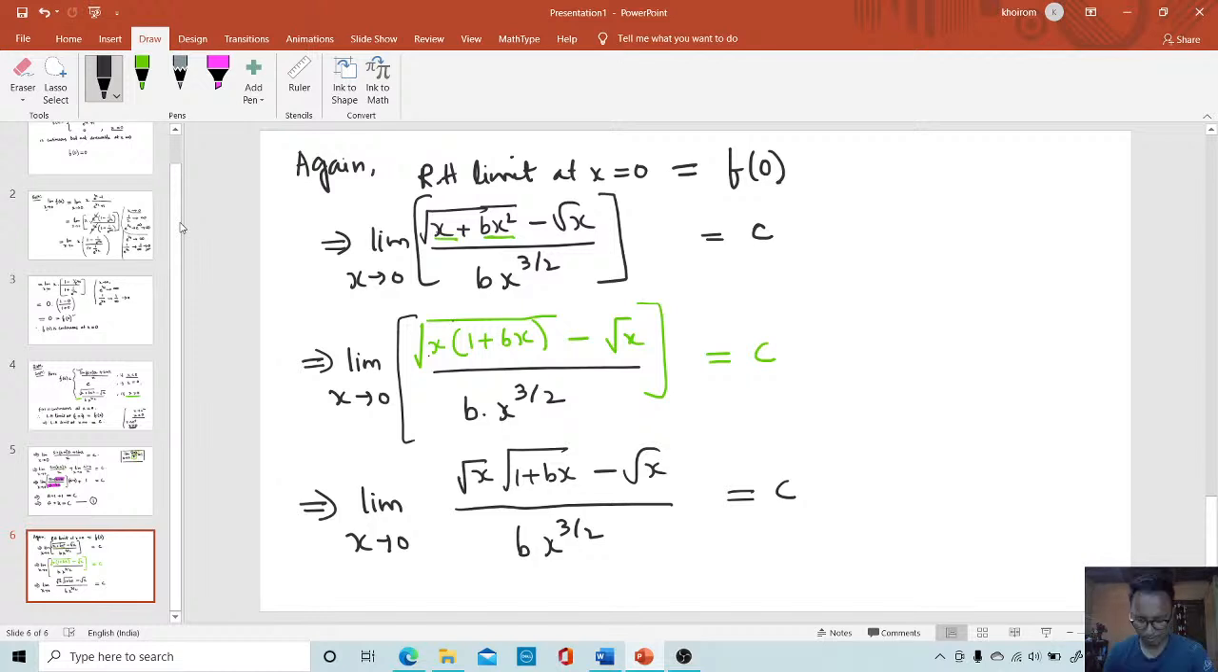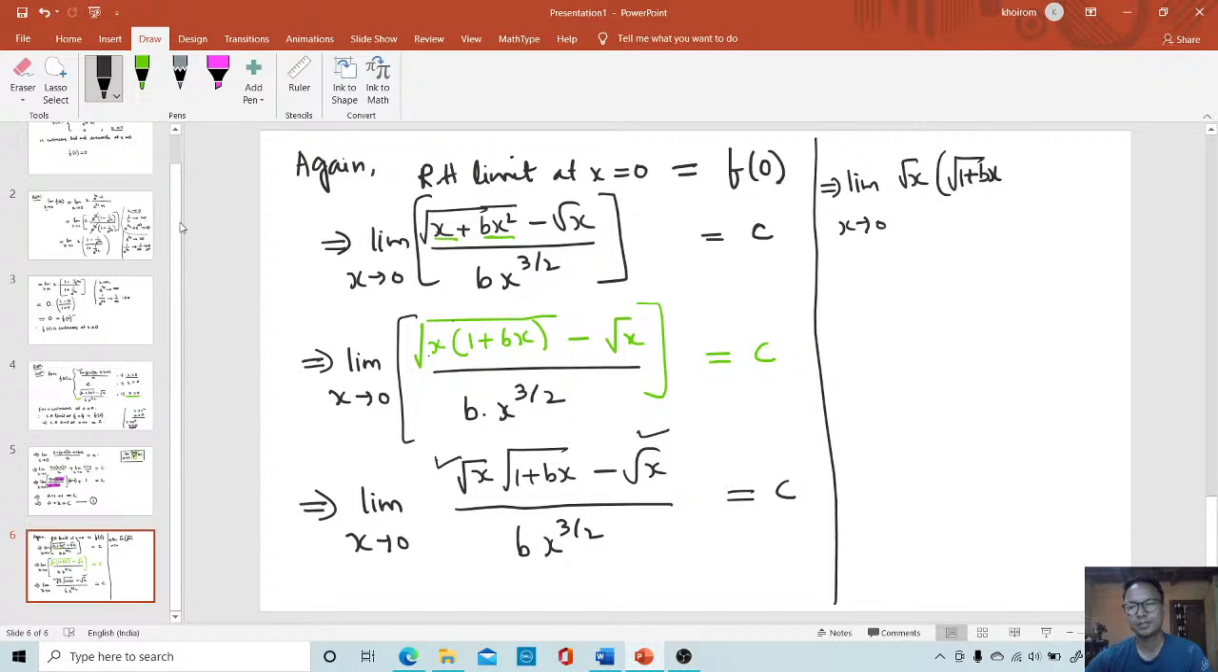All right, is there any issue? Next, limit x tends to 0. The first term and second term have common root x, so root x common, and we are left with 1 plus b x minus 1.